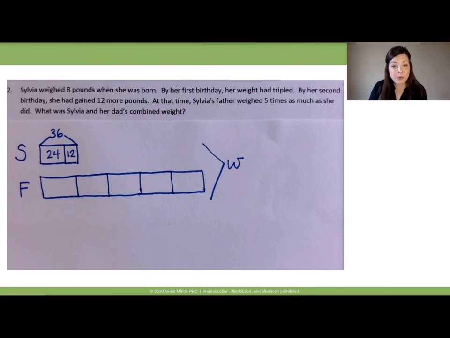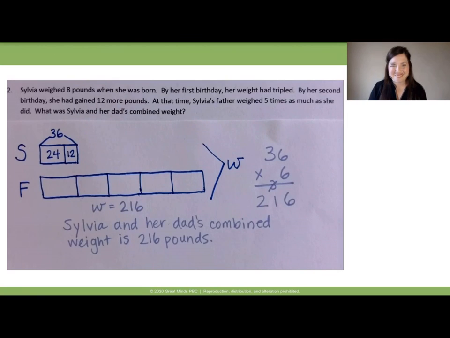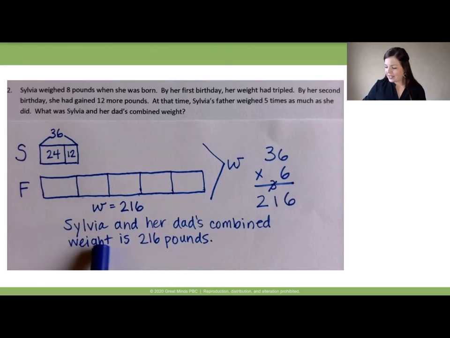Well, there's definitely more than one way to solve. So pause the video here and solve the problem using whatever strategy you'd like. Write the value of the variable and be sure to write an answer statement. When you're done, come back and we'll compare. Welcome back. Hopefully you found Sylvia and her dad's combined weight is 216 pounds. On the screen, you can see one way that you could have solved the problem, but it's not the only correct way. Did you think about it in a similar way or in a different way?